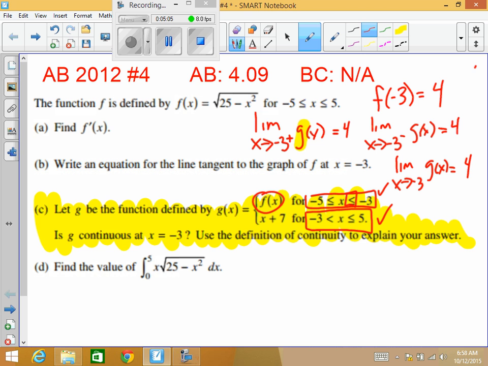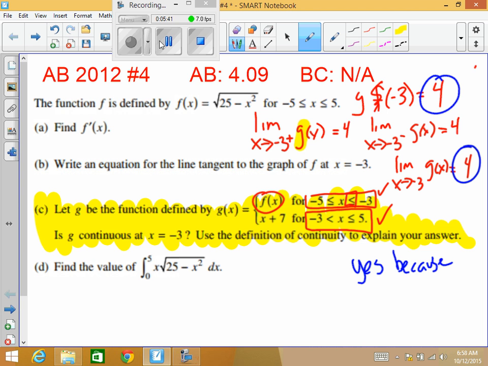So again, definition of continuity. Step 1, f of negative 3 exists. Check. Except it should have been g of negative 3. Still fixing my mistake. G of negative 3 exists. Yes. Limit as x approaches negative 3 of g of x exists. Yes. Are those two values equal to each other? In this case, yes. So our answer to is this function continuous at x equals negative 3 is yes.